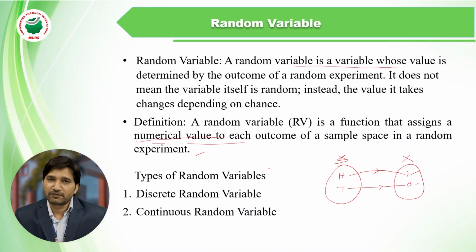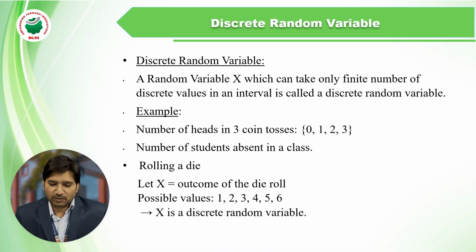Next, the types of random variable. There are two types of random variable. One is the discrete random variable, and the other is the continuous random variable. Now let us discuss the discrete random variable. A random variable X which can take only a finite number of discrete values in an interval is called a discrete random variable. There are only a finite number of values in the interval; that is called a discrete random variable.